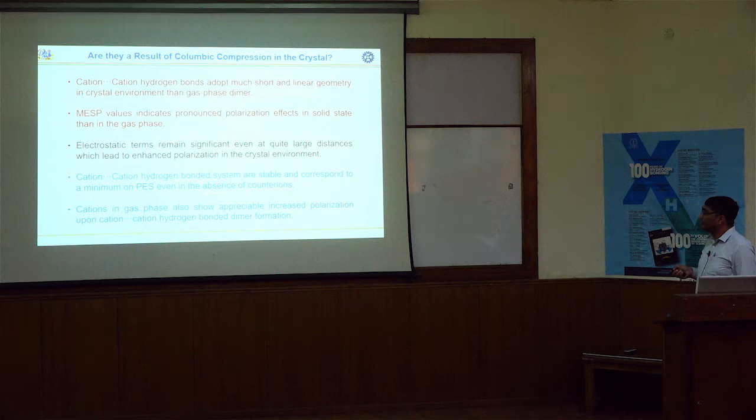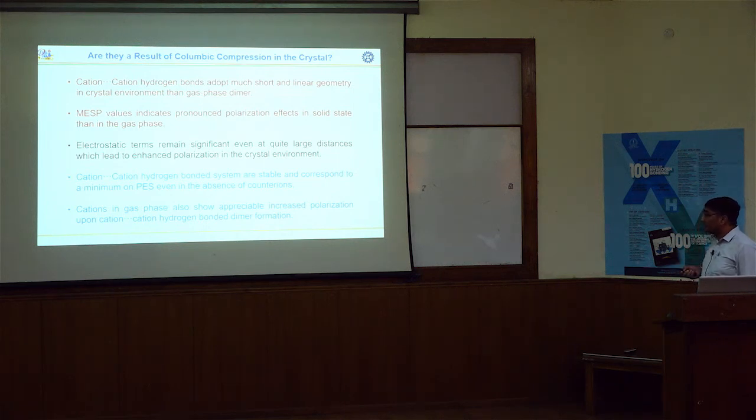So what we saw is that the hydrogen bond adopts very short and linear geometries in the crystal dimer compared to the gas phase dimer. That quasi-covalent factor was still seen in the gas phase dimers, but the shortening was much more in the case of crystals. MSPL values also show an increased polarization going from the gas phase monomer to dimer and then to the crystal structure. However, the electrostatic terms remain quite large and significant at larger distances, which also leads to enhanced polarization in the crystal environment due to the presence of other counter ions.